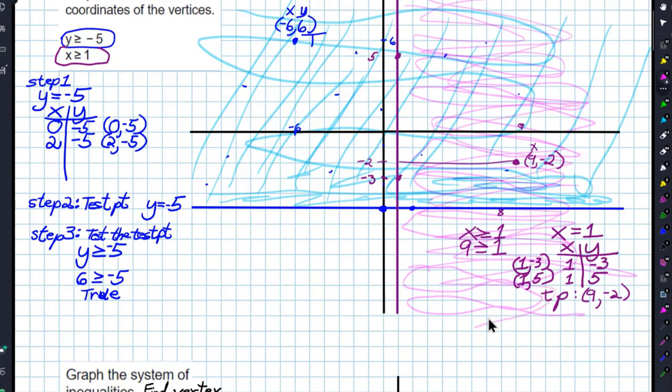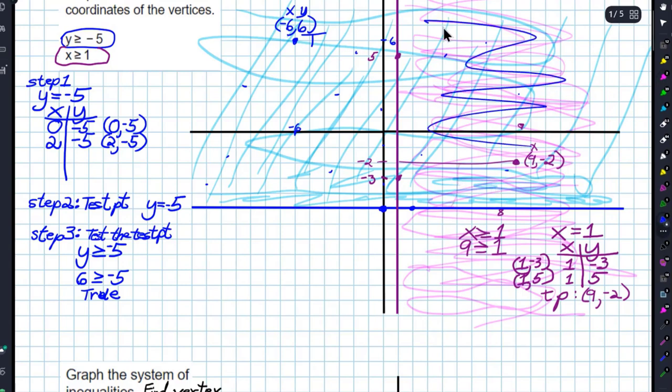Now, we're done graphing. Now, we look at the graph and we say, aha, this is the solution to the inequality. Everything to the right of the magenta line and up from the blue line, because that's where the blue and the magenta overlap.